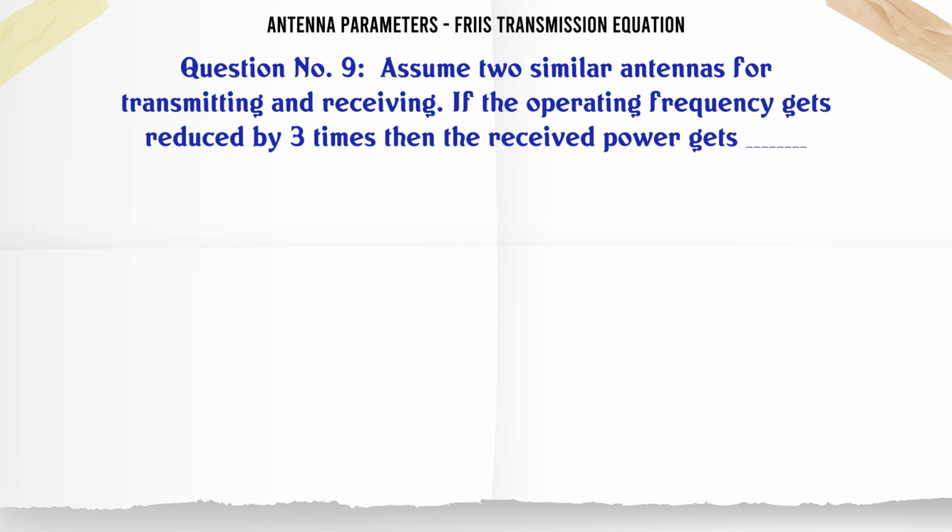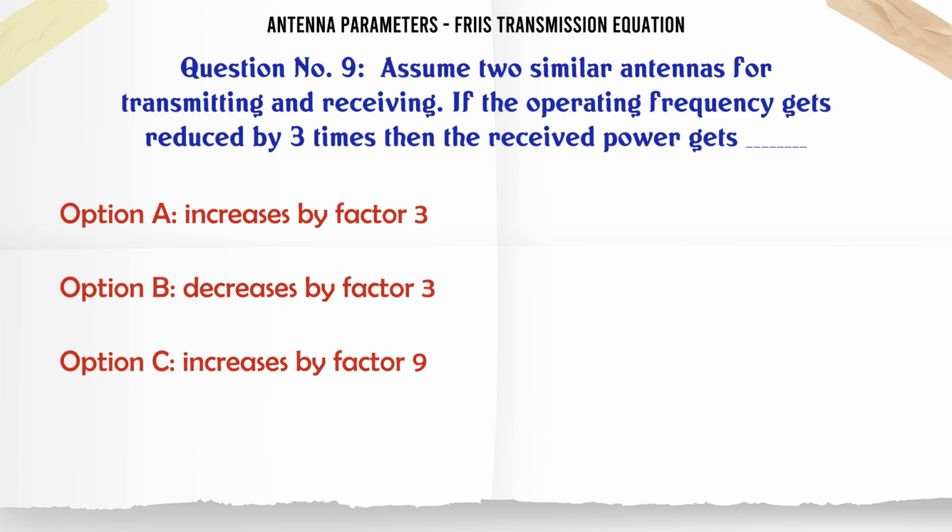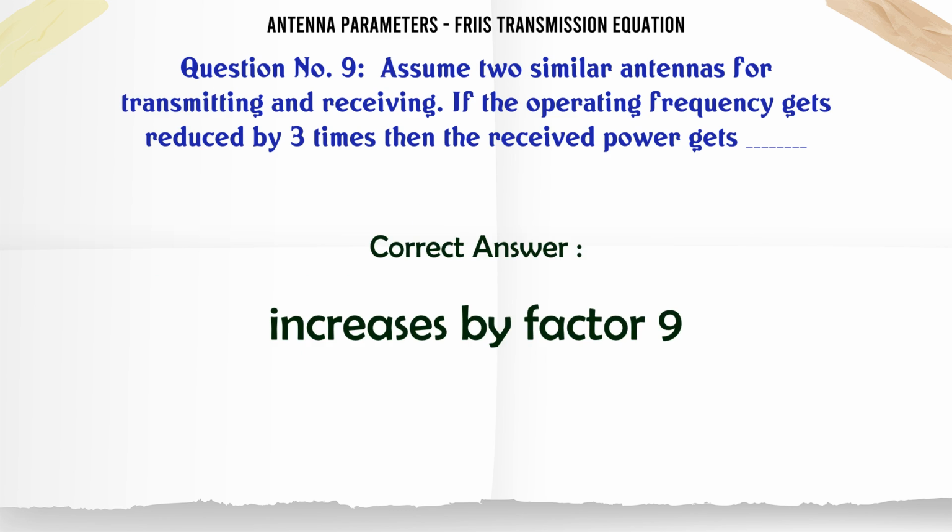Assume two similar antennas for transmitting and receiving. If the operating frequency gets reduced by 3 times, then the received power: A, increases by factor 3; B, decreases by factor 3; C, increases by factor 9; D, decreases by factor 9. The correct answer is increases by factor 9.